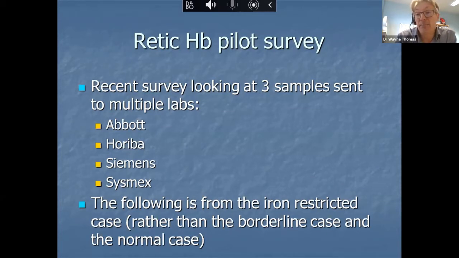The 3 samples, they were basically bags of blood. One was from a patient who's got polycythemia, who's on the borderline, just a little bit hypochromic, my patient. Another one who was what you would call barn door iron restricted polycythemia, and another was a normal donor from the National Blood Service. So I'm going to show you the results from the barn door iron restricted patient.